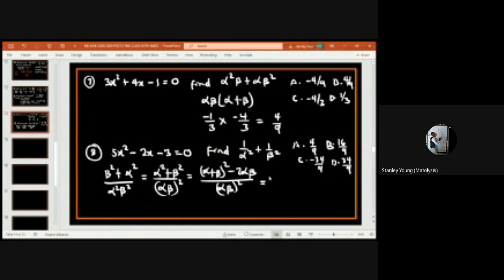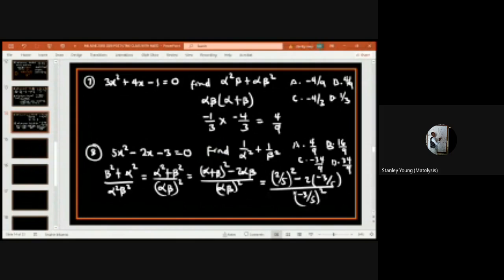What do we have? I have alpha plus beta is minus B over A. Minus B, minus minus 2 is 2. A is 5, and squared. Minus 2 into the bracket of alpha beta, which is C over A. So that's -3/5. Then divided by alpha beta, that's also -3/5, all squared.